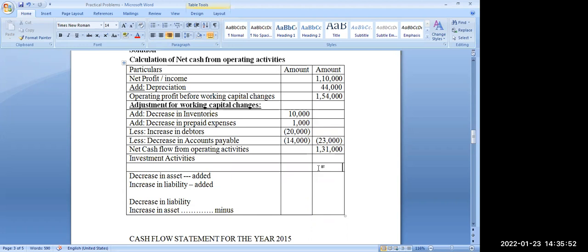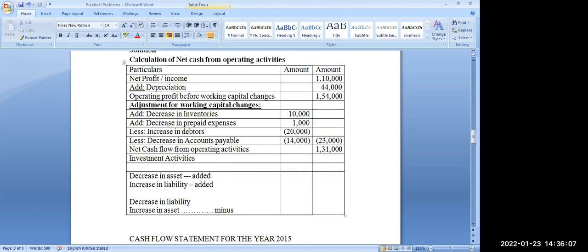Financing activity. Under financing activity, you will write decrease in bank loan, 80,000 rupees. Decrease in bank loan means that it is minus. We have paid it, so our cash flow is affected. It was an outflow. Okay.